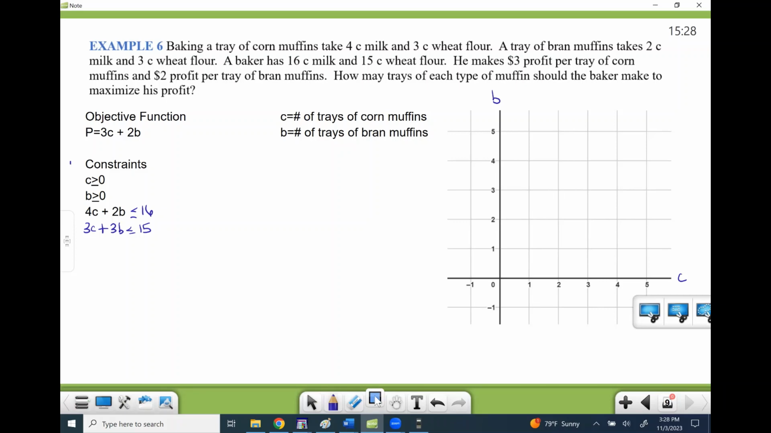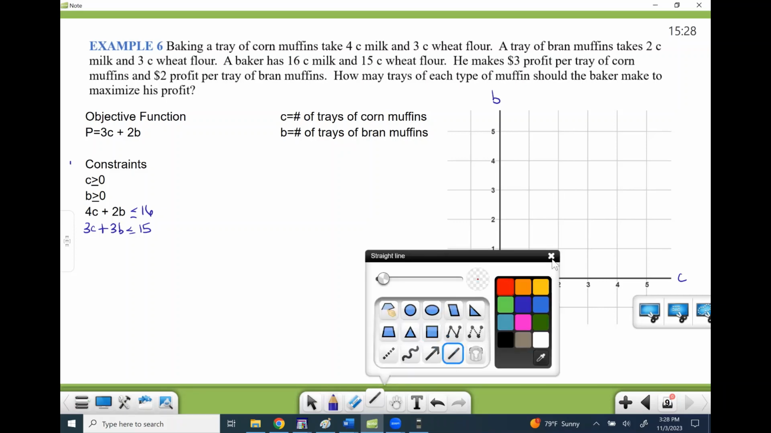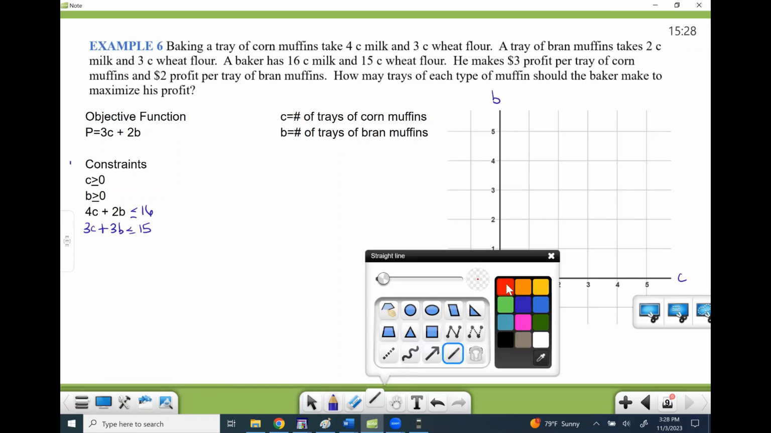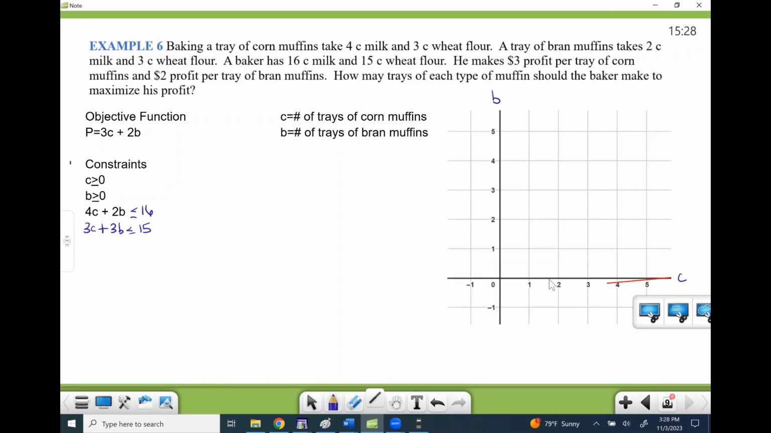Let me get my line function out. Now they're all equal to, so I'm going to pick my solid line. I'm not going to have any dashed lines. All right, C is greater than or equal to 0. All right, so if C is greater than or equal to 0, that means here's where C equals 0. We're going to be above that.